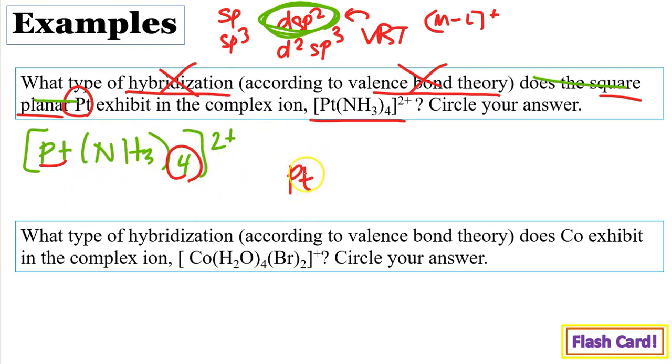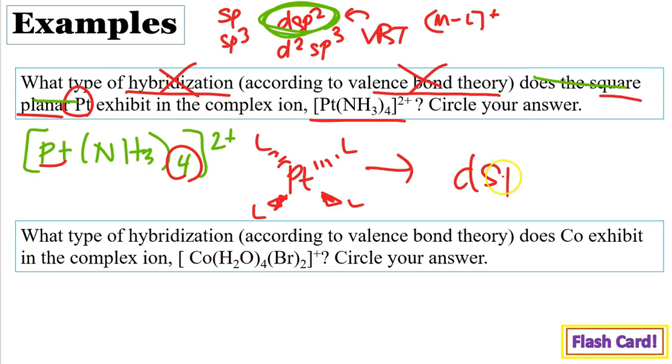They're saying that it's square planar. So I know that these 4 things are going to be the ligand here, here, here, and here. And so I would say that the answer here would be dsp2. I need 4 things, it's square planar, 4 things surrounding the central metal ion. So that means I have hybrid orbitals of dsp2.